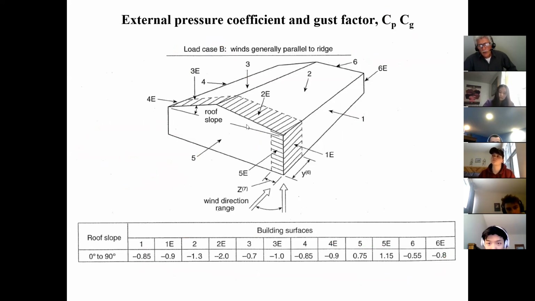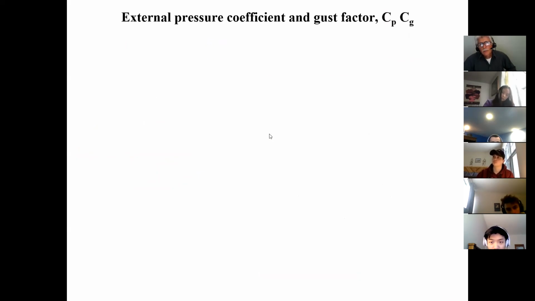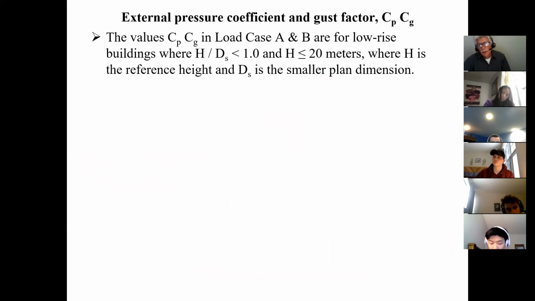Now, these are little footnotes to these two diagrams, and we'll go through them slowly, and this way you guys can have a better understanding. Now, here, what they're saying is that the value of CpCg in load case A and B are for low-rise buildings.